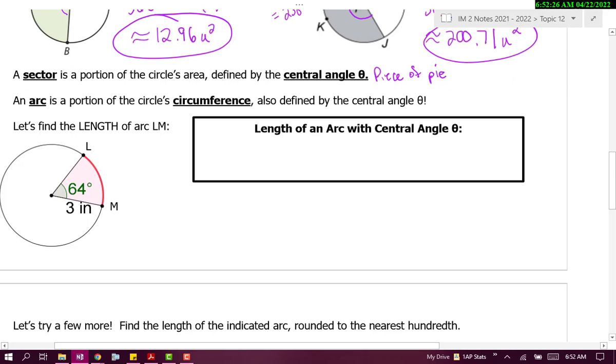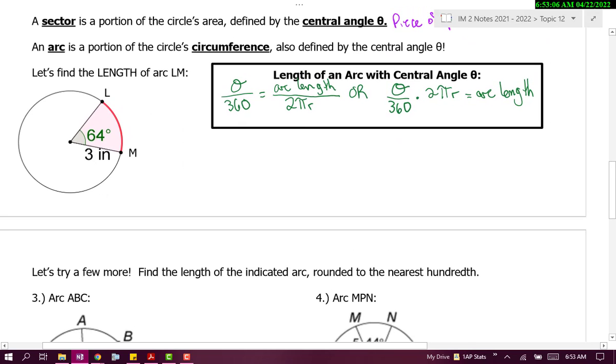So, the length of an arc with central angle theta, we can write it 2 ways again. Theta over 360, hopefully that's looking familiar, equals arc length over our circumference formula, 2 pi r instead of pi r squared. Other than that, it's the same. Or, just like the other one, we could do theta over 360 times our circumference, and that'll give us the arc length. Either one is equally successful. Do whichever one makes more sense to you.